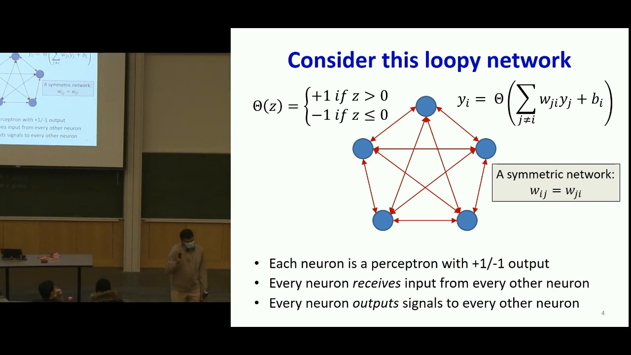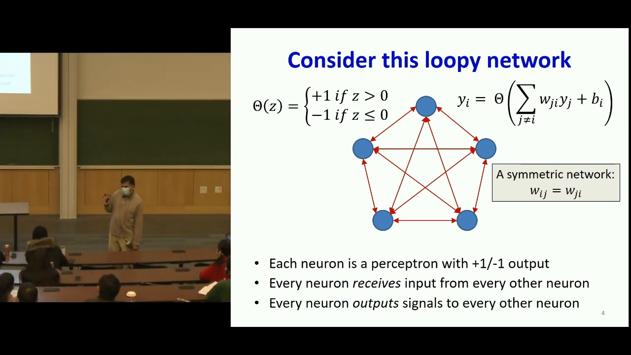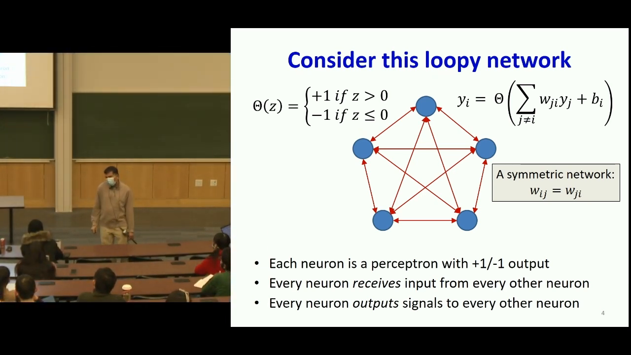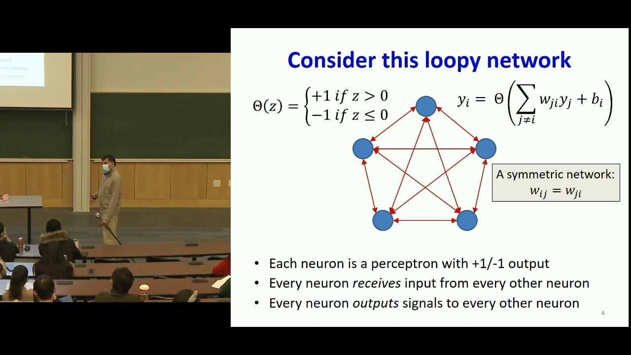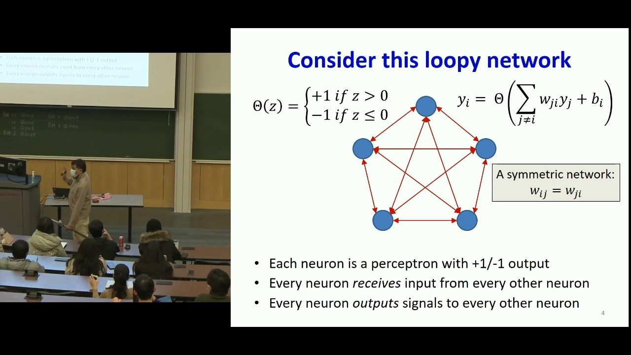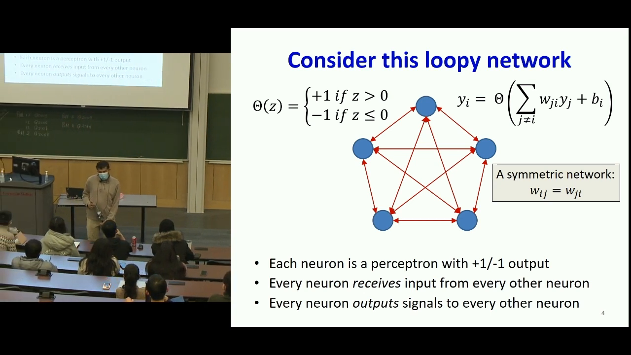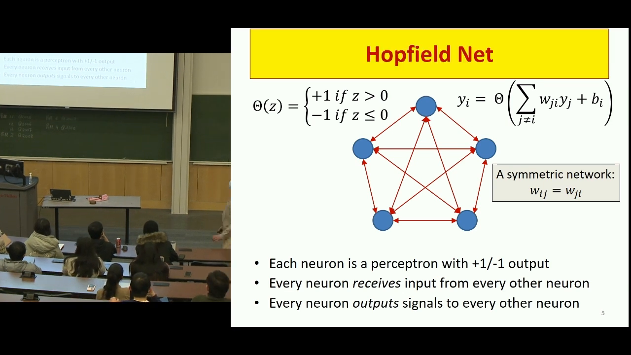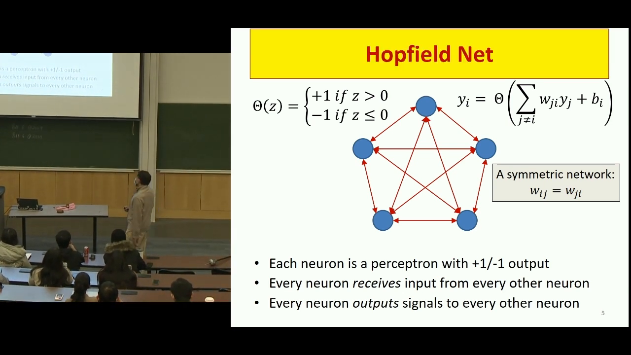Now, can anybody take a guess? Let's say I start off by randomly setting these neurons to some pattern. Then can anyone take a guess as to how this will behave? Anyone? Is it going to be a single step computation after that, or will it be loopy? It's going to loop, right? So here's what will happen. By the way, this is what's called a Hopfield network.